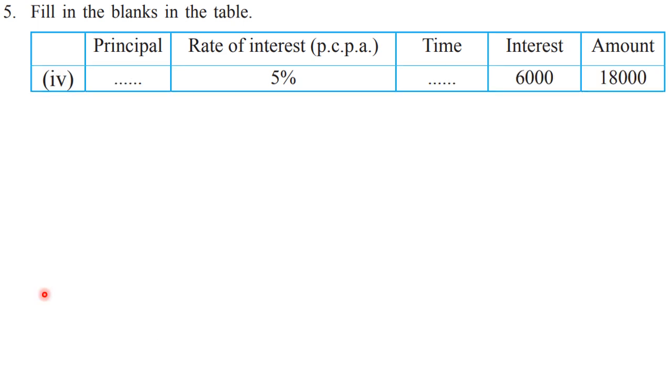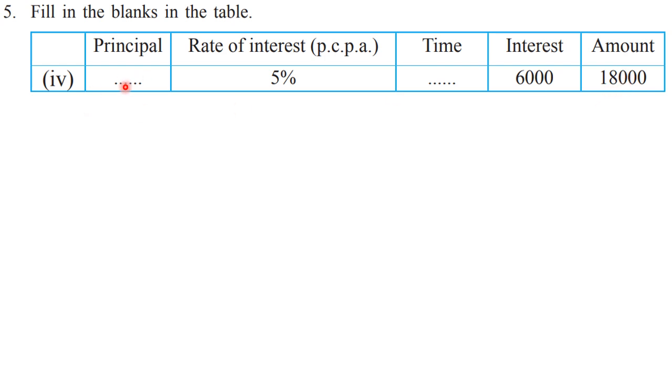Now next, question number 4. Now here students, we have to find the principal. Rate of interest is given, that is 5%. Then time is not given, so it is question mark. We have to find time. Interest is given as 6,000 and amount is given as 18,000.